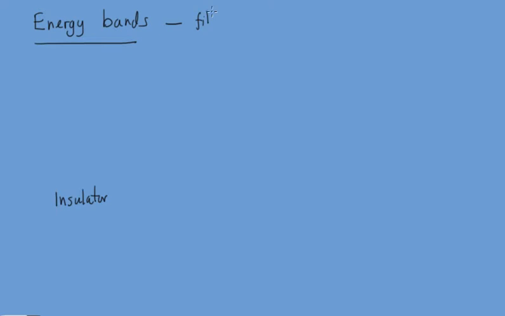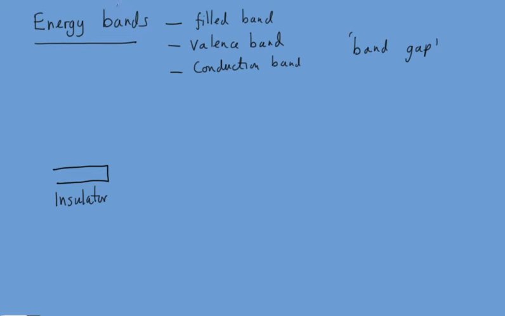We've got the filled band, we've got the valence band, and we've got a conduction band. And we've also got a band gap. So in an insulator, wait a minute, I'll draw it a bit better. Our filled band. So that's all those energy levels from the nucleus out to the valence band, the outer band, that are just all full of electrons, they're tightly bound, and they're just in that stable place.